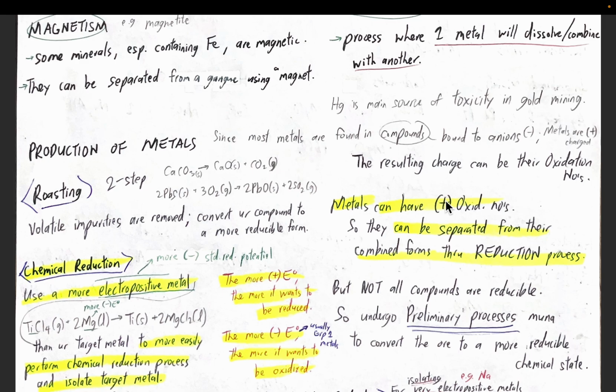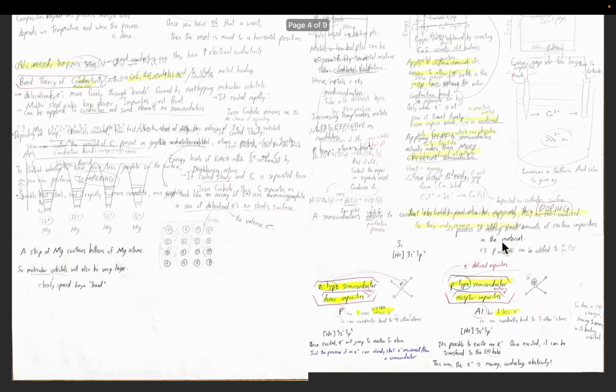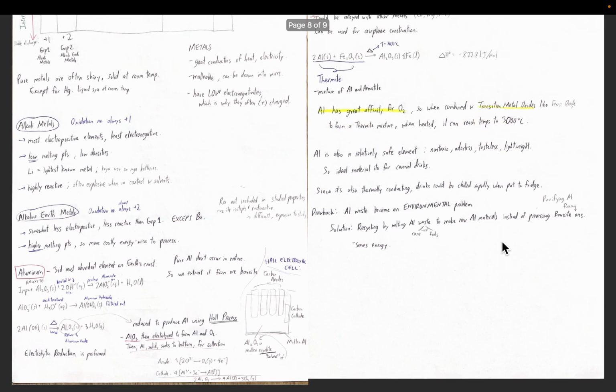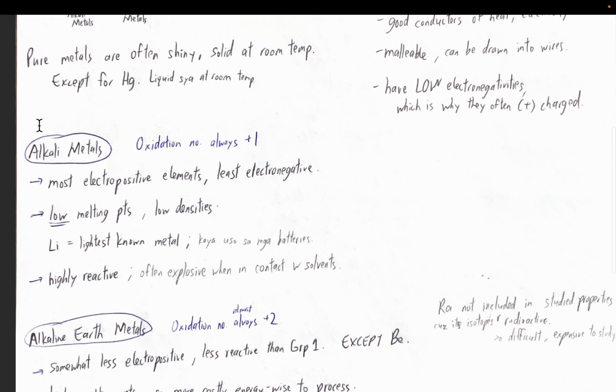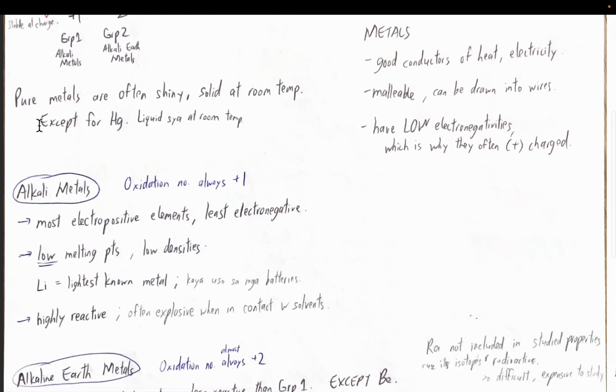Metals can have positive oxidation numbers. So they can be separated from their combined forms through a reduction process. They have to undergo reduction so that they could be produced. So yeah, originally they are positively charged. I want to talk about two groups of metals.